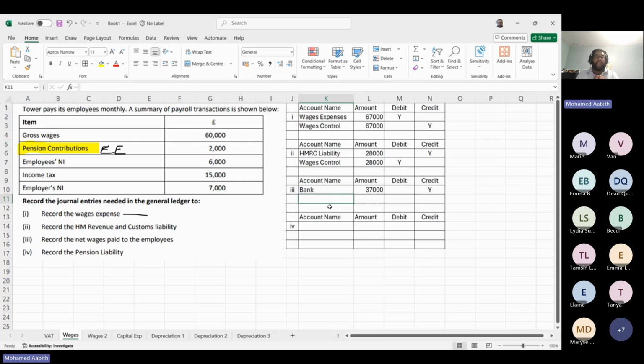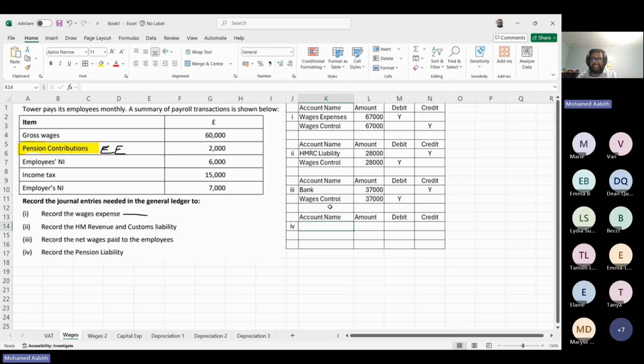But what is the second account again? Can I create an account magically? No, we're going to go back to using the wages control account. And that is for the same amount. And this time it's going to be a debit. We've done that all now. That's what we have left afterwards.